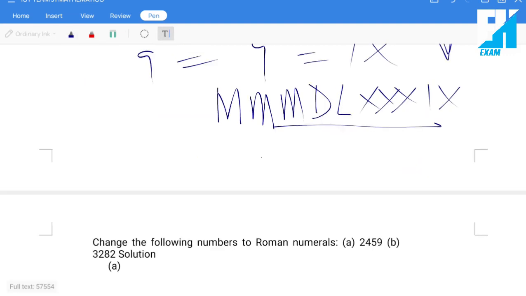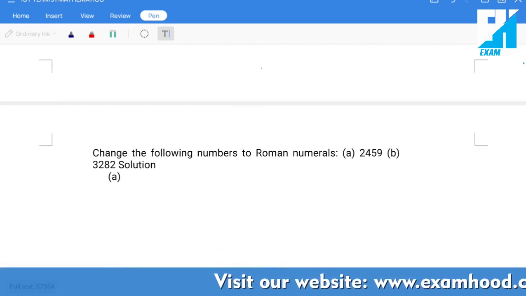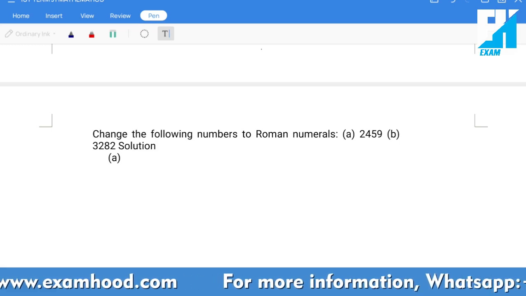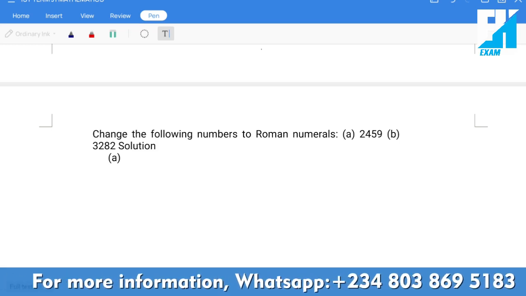I can also give you Roman numerals to convert. If I give you Roman numerals to convert, we'll get into that. Let's look at this one. They're giving us a classwork. Change the following numbers to Roman numerals: 2,459, 3,282.